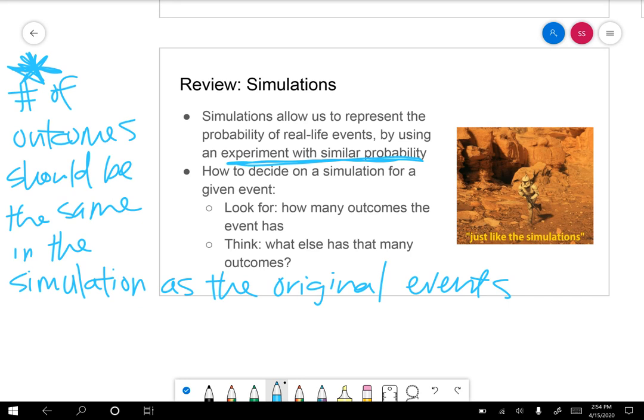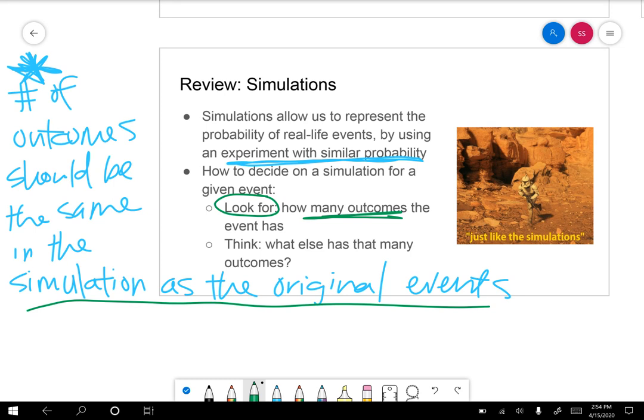The other thing, when you're asked these types of questions, like, which simulation could represent this situation, again, there's key things to look for. Look for how many outcomes. Same thing that I was just pointing out. How many outcomes? And then think about what else has that many outcomes. If you can remember those things, you should be totally set with matching simulations to probability of real life events.